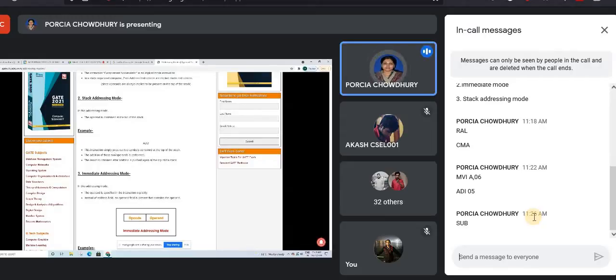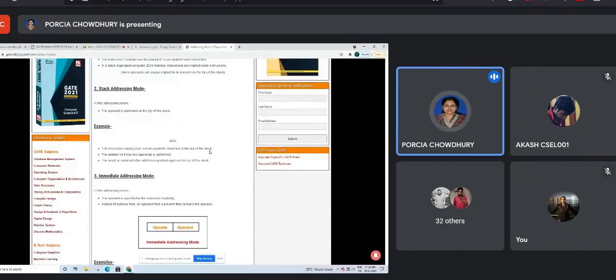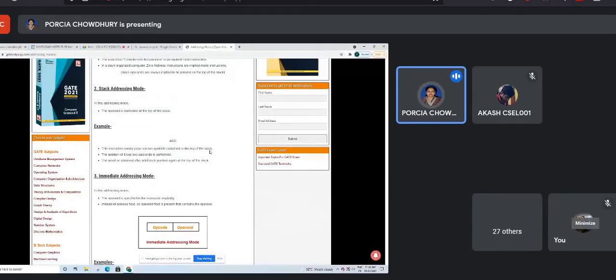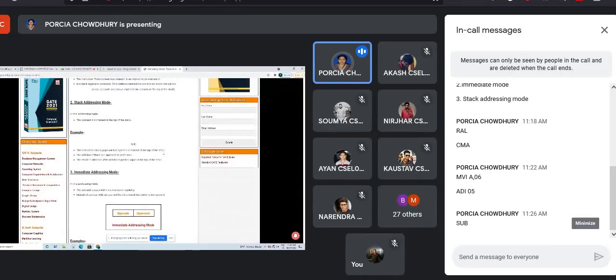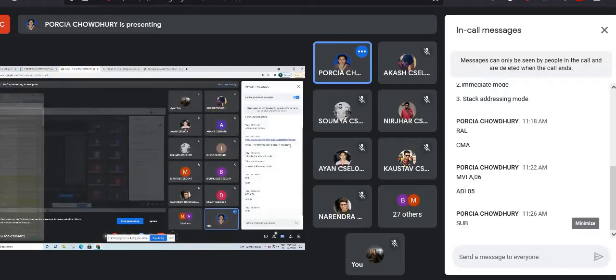This instruction simply pops out two symbols contained at the top of the stack, because this is also an arithmetic operation. So in case of stack, it's very easy to write down any arithmetic operation like ADD for addition, SUB for subtraction, MUL for multiplication, and DIV for division. And how will you do that? You have to pop the first two, that is the top two elements from the stack, to do the arithmetic operation, whether it's addition, subtraction, multiplication, or division. So these are the three where no address field is used in the instruction.